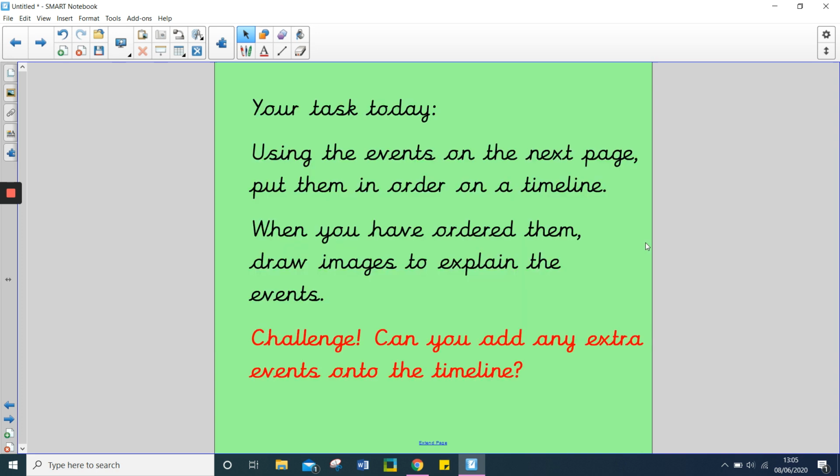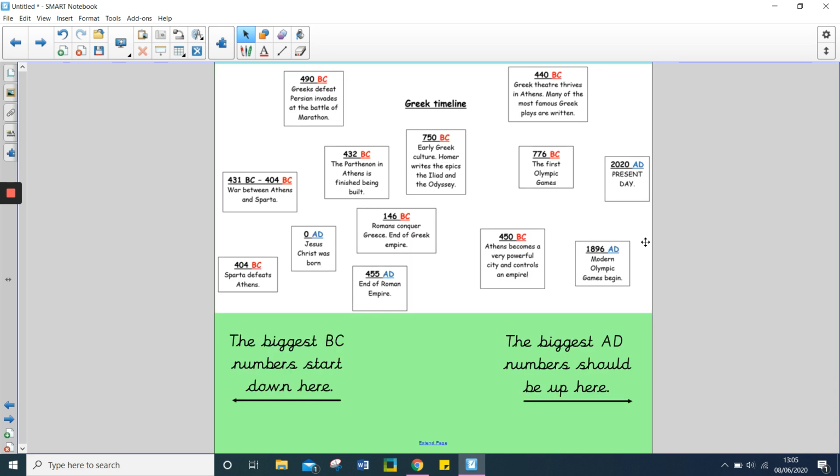So let's take a look at your events. I've got all these amazing Greek events that happened, but silly me, I've got them all muddled up. So I really need you to help me put them in the correct order. So let's just read through what we've got. To make it a bit easier, I've put BC in red so you can see straight away where they are. And I've put AD in blue so you can pick those out as well. So let's start down here.